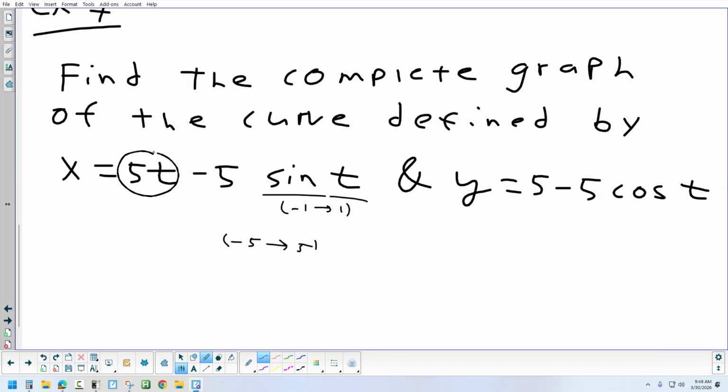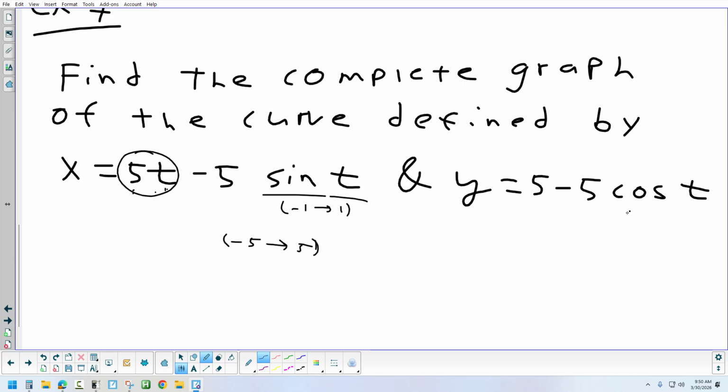But this is unbounded. If you make t 1,000,000, you're going to have 5 million plus or minus 5. Right? If you make this 10 billion, you're going to have 10 billion times 5, 50 billion plus or minus 5. So it's unbounded. Right? So x can go forever. So that makes it a little tough to think about.